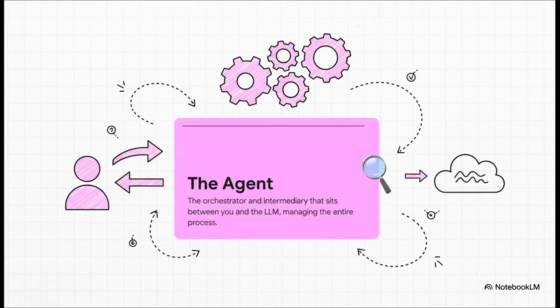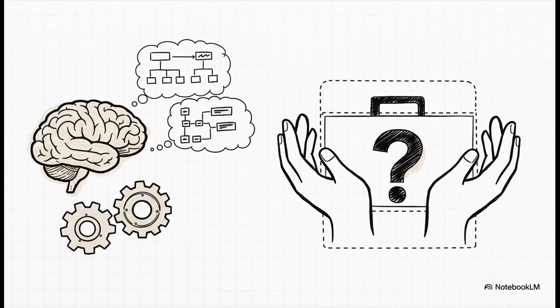And this brings us to the crucial third player in this whole setup, the agent. The agent is the orchestrator, the go-between. It sits right between you and the LLM, and its job is to manage the entire process. It doesn't think or decide. Its job is all about coordination and execution. So let's just recap. We have a user with a goal, we have a brain to make a plan, and we have an orchestrator to manage things.